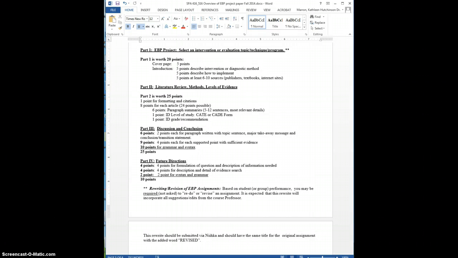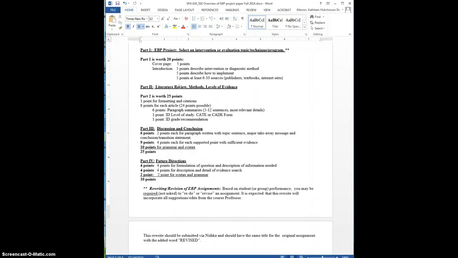And then lastly, I wanted to provide a summary of the points for each section. Now these points are for the final paper that is due at the end of week 6. You can see it includes all the different components that I've already talked about in parts 1 through 4. In the individual weekly assignments, the assignments are designed for you to complete each section of this paper.